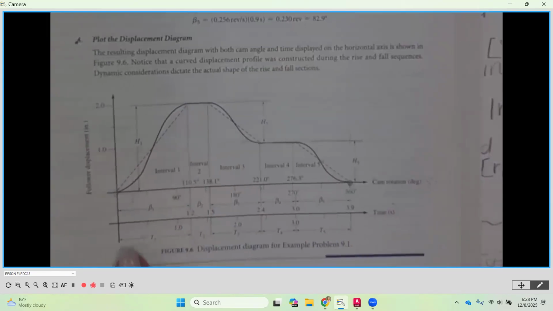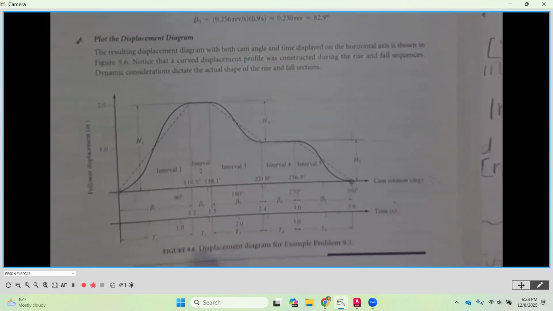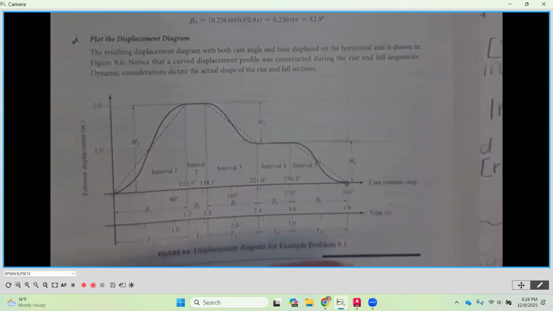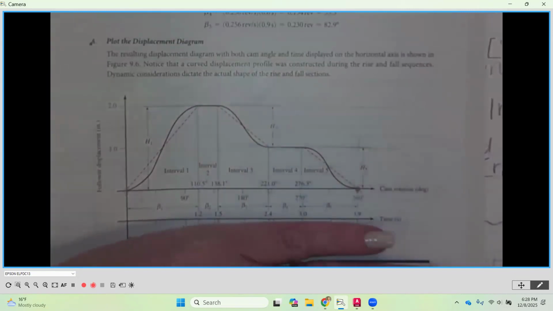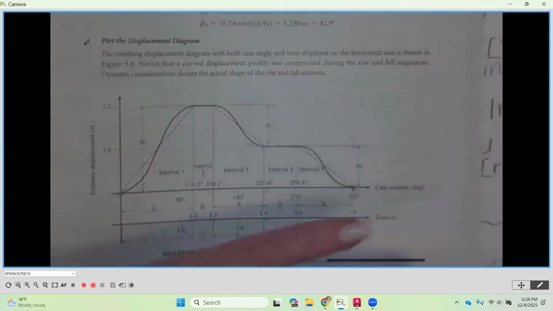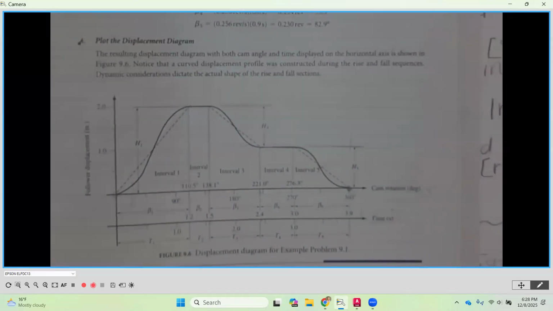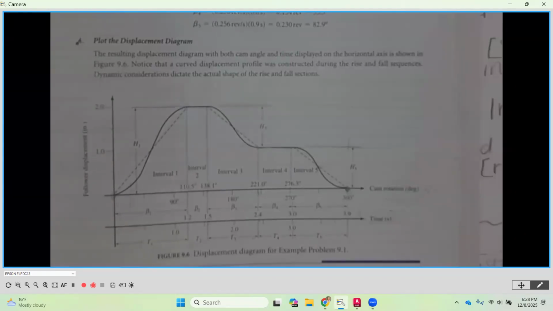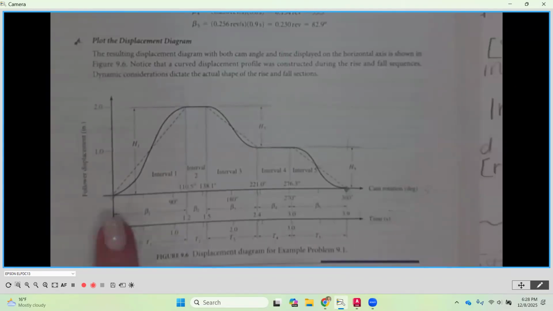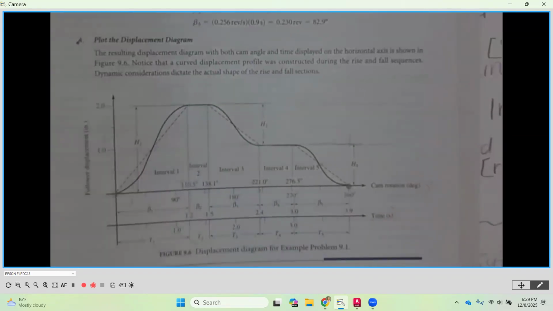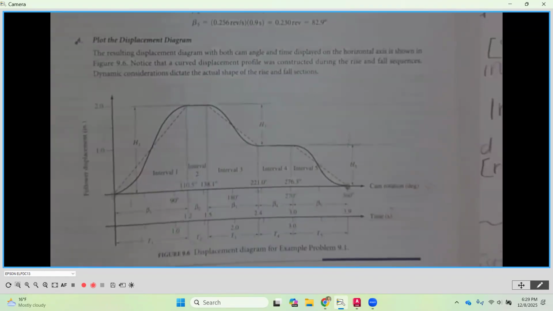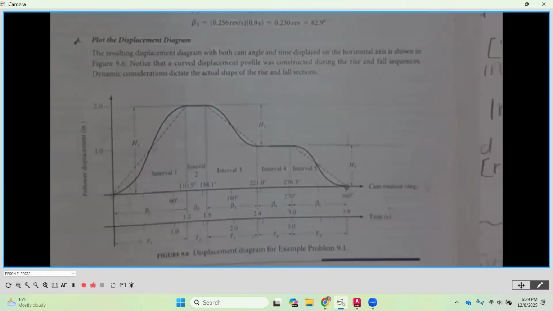Okay. You'll also notice that it correlates to the times down here. All right. What's really more important is the angles, okay, are a bigger deal. That way, if you speed it up or you slow it down, it's more about the angles than it is so much about the time. Does that make sense to everybody? Okay. So displacement diagram, cam rotation angle versus the displacement of the follower at any given time in the rise and then back in the fall.